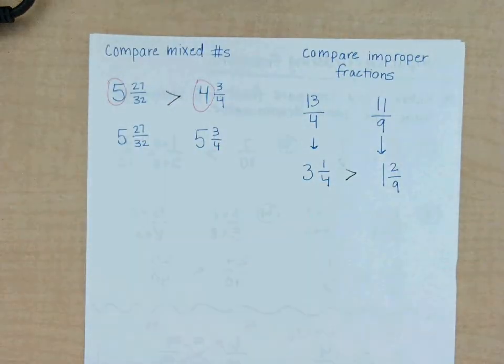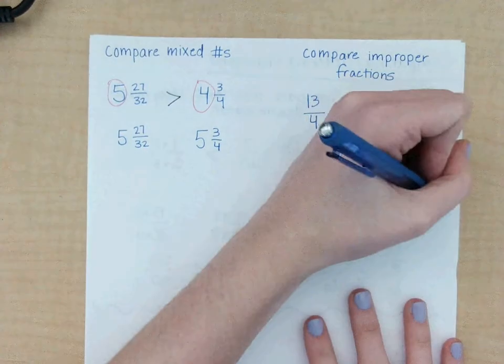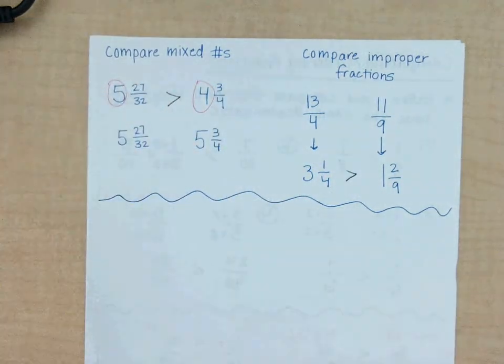Yes. Looking at the whole numbers, we know right away one is bigger than the other. You could go and make a common denominator, but you're making more work for yourself if you do that. But you will get the same result. Those are fun. Okay, now let's look at ordering.